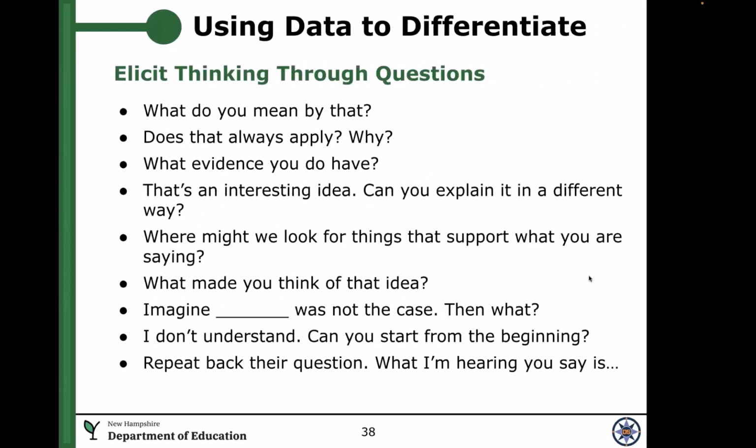These are just some general questions that you might be able to use in your classrooms to be able to elicit thinking and to have that collaborative environment in your classroom. So these are just some general ideas. You can take a peek at them in the slide deck as you get it tomorrow.